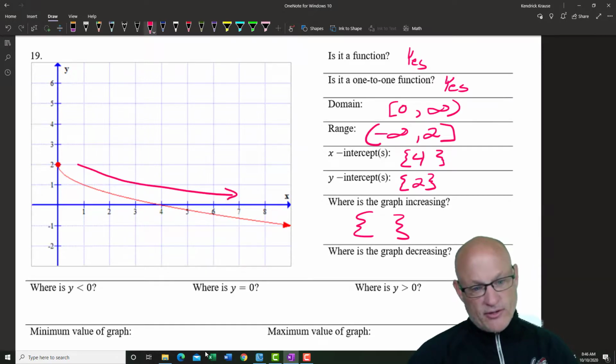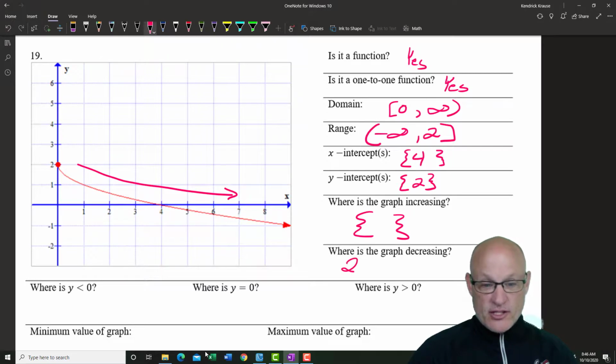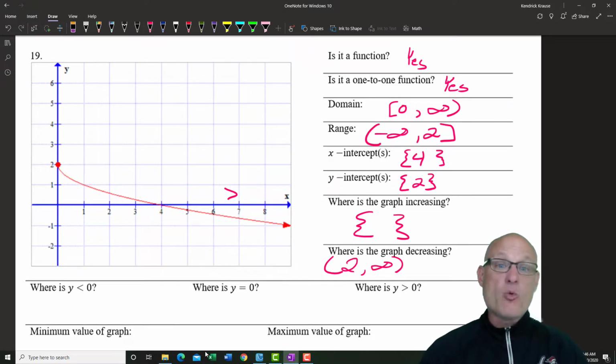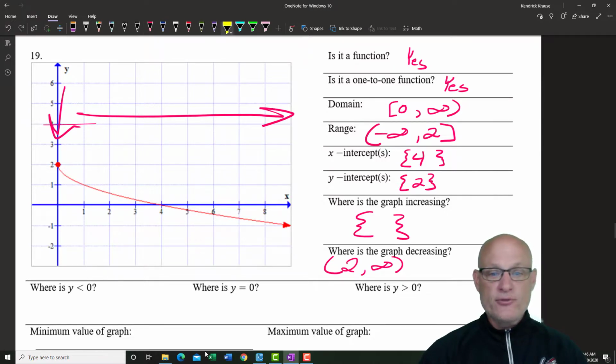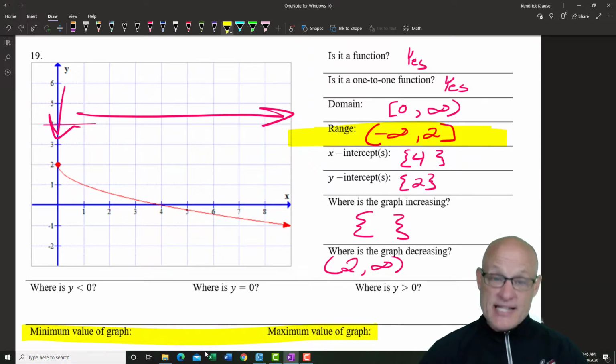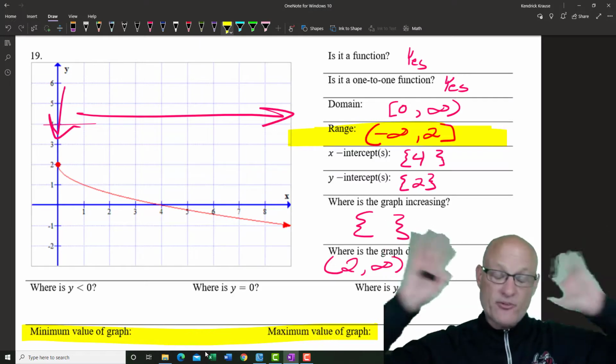Well, it's always decreasing, but that doesn't mean negative infinity to positive infinity. That means we start decreasing at 2, and we go to positive infinity. Now, why is it positive infinity? Because I want the x values. It starts decreasing here at 0, and in this direction to the right, it's decreasing, but that's going to positive infinity. Where do we use y values? Range and min and max. Those are the only times you're going to use y values. Every other time, pull the numbers off the x-axis, please.